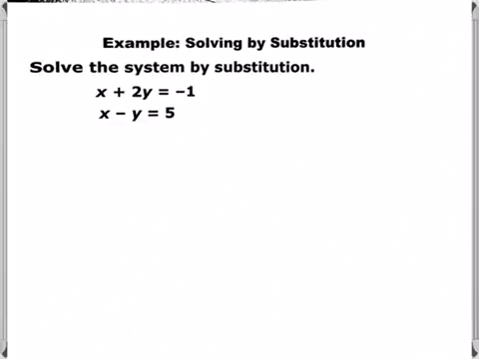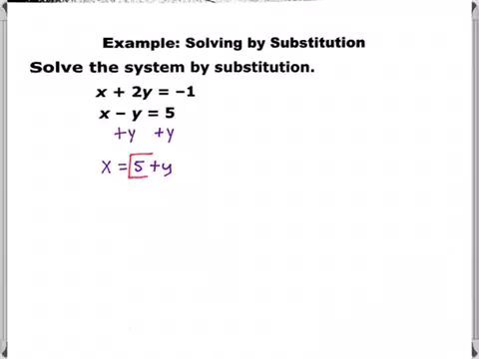In the third example, we have x plus 2y equals negative 1 and x minus y equals 5. Neither equation is currently solved for a variable, but we can solve one for a variable. Let's say we want to solve this second equation for x. To do that, I'll have to move the y to the other side. So we want to get x by itself. So our second equation becomes x equals 5 plus y.